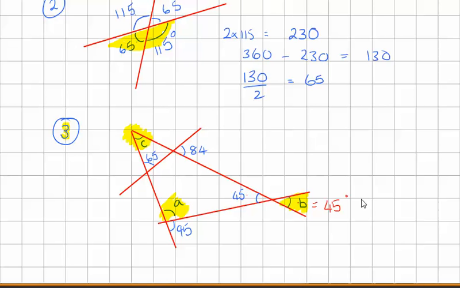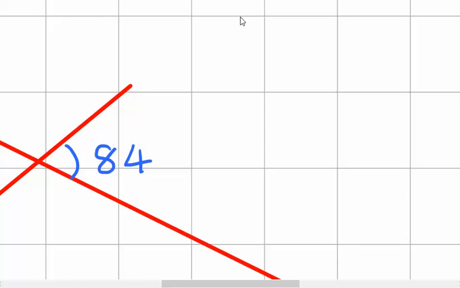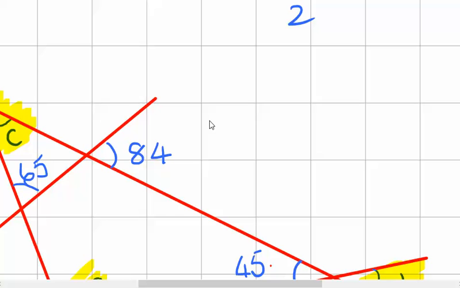A or C? Anyone want to say? Wait, I'm doing C. Well, what about A? We got A? Yeah. Sophie, what do you reckon? Would it be 65? What's your reasoning for it to be 65? Okay, that's good. I can see better.